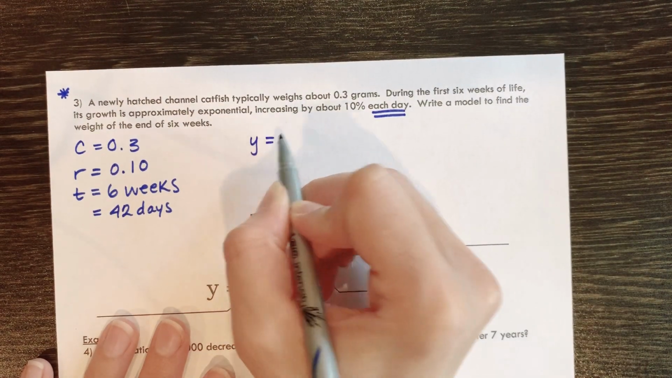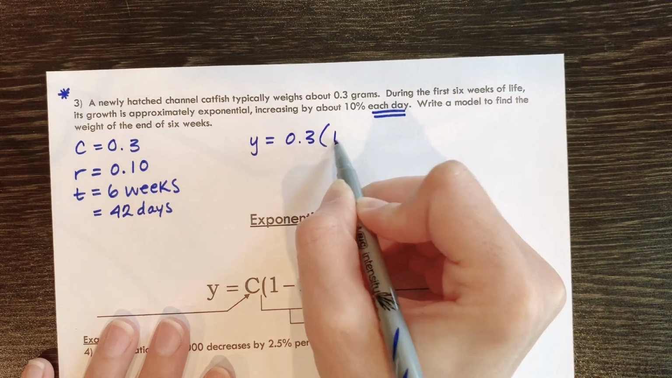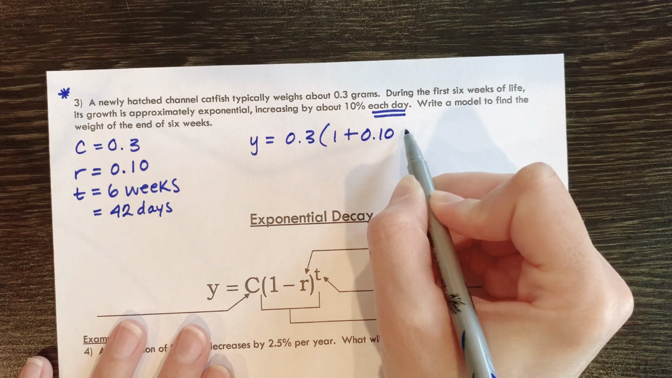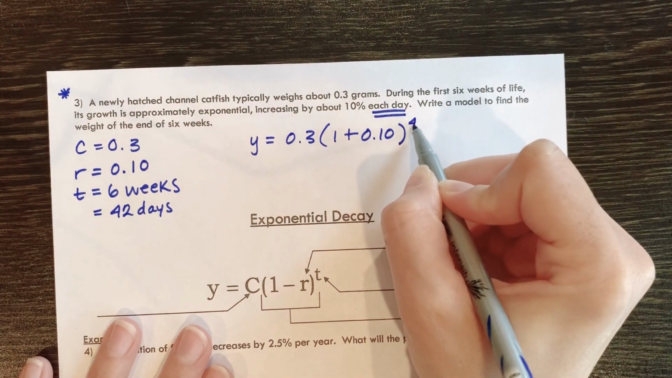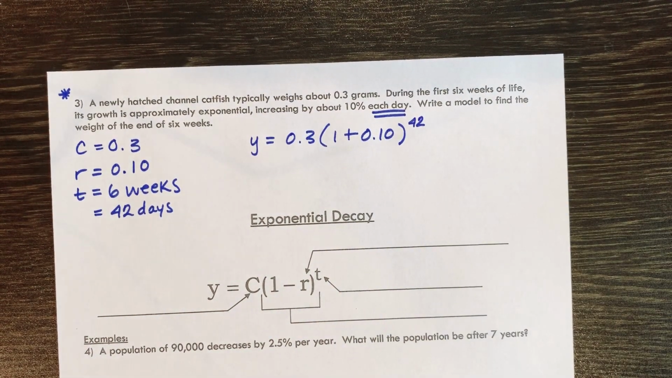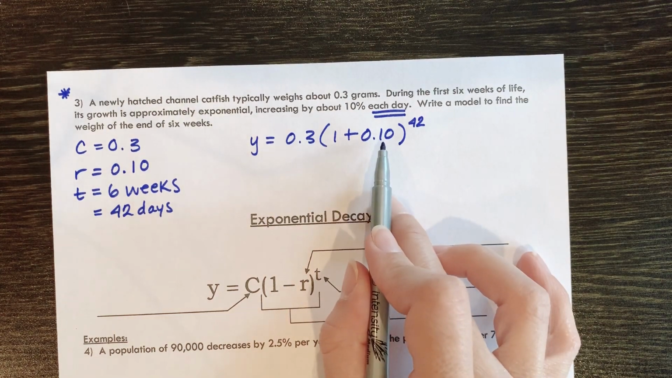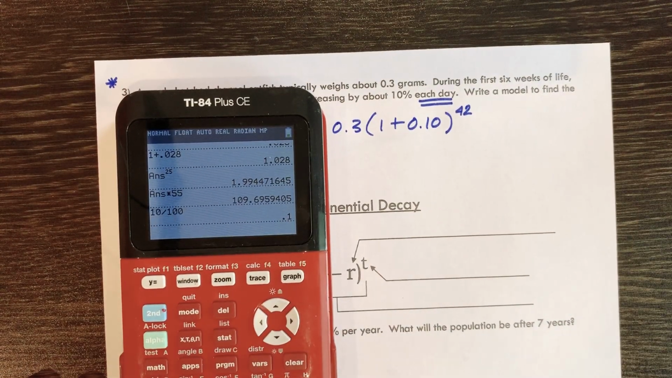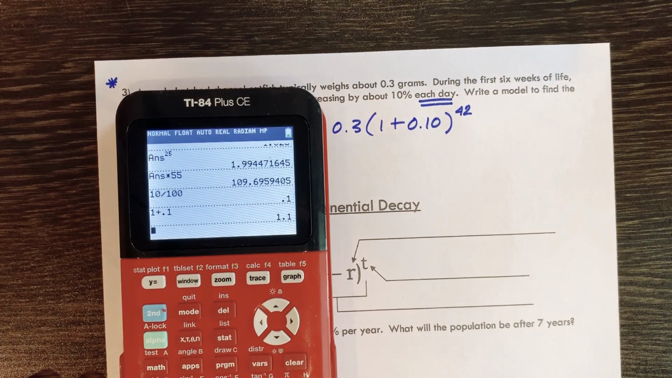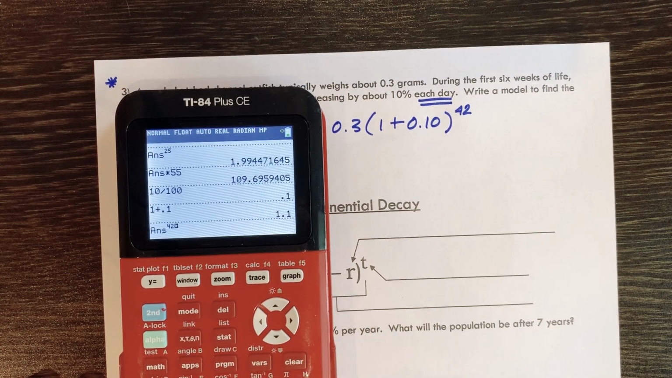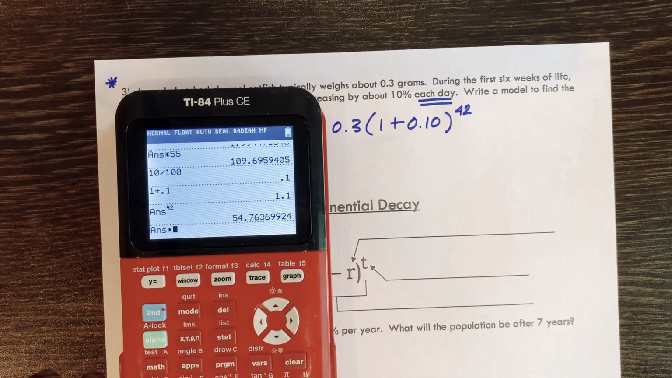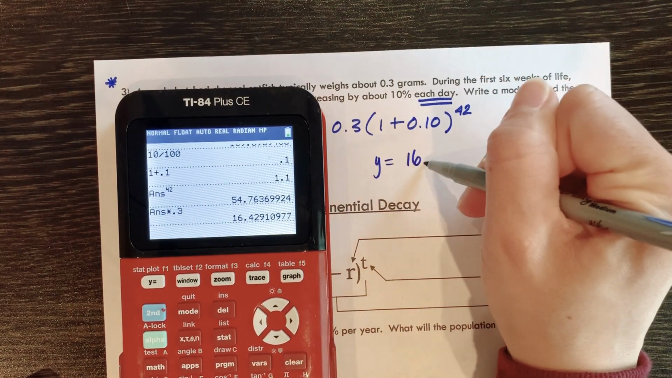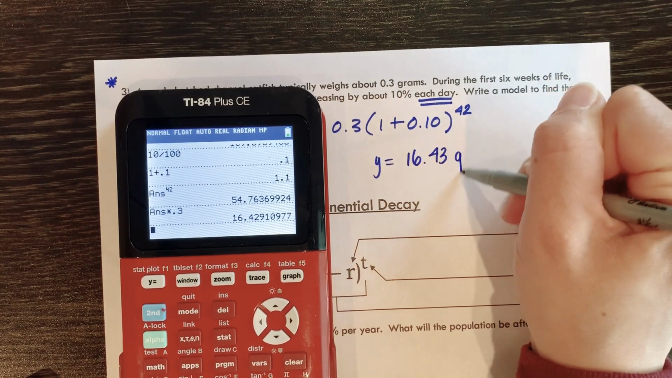So let's see, I'm going to have my 0.3, 1 plus, that's always the same. My 0.10 is 10%, but I'm raising it to the 42nd power because my 10% is a daily rate, so I have to plug in days. So let's see, add my 1 plus my rate, raise it to my time, multiply it by my initial value. So I get 16.43 grams.